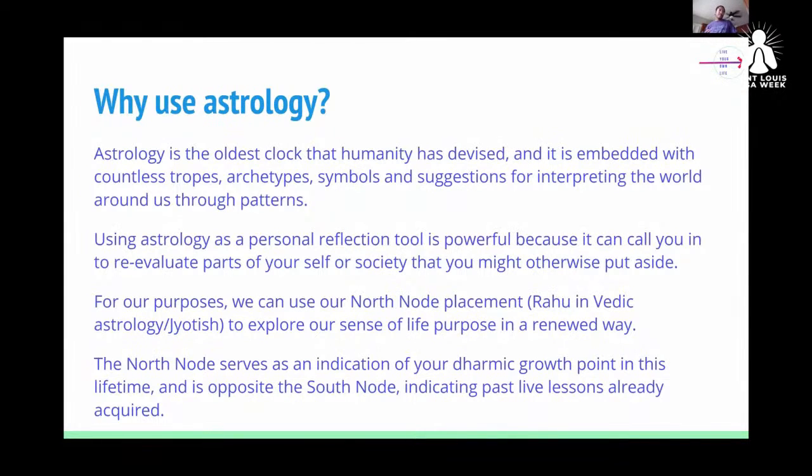It can really help us to notice what we might otherwise ignore because it's something that we can come back to time and time again, and your birth chart doesn't change. It's a fixed thing that you can use to meditate on. For our purposes, we can use our north node placement. In Vedic astrology or Jyotish, it's called Rahu. And we can use that to explore our sense of life purpose in a renewed way.